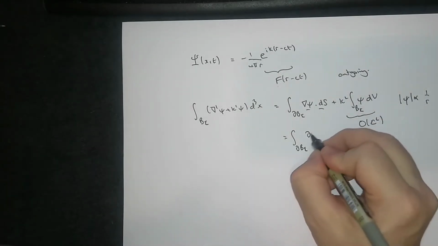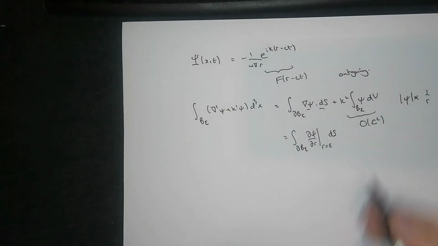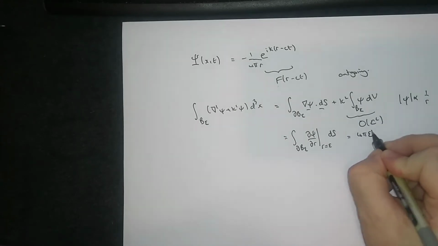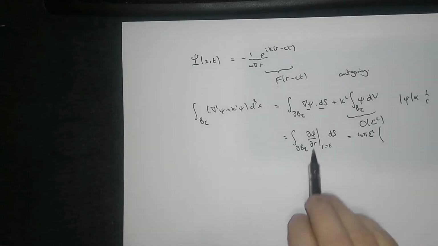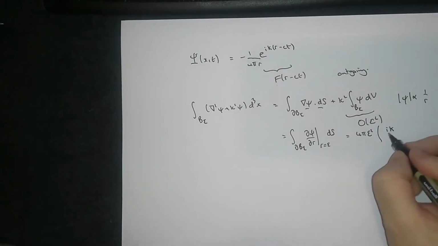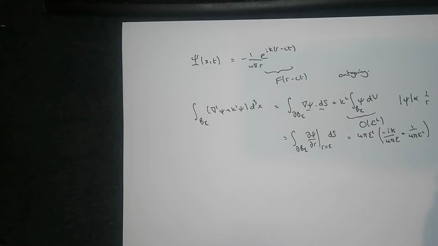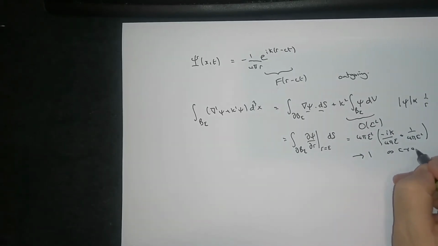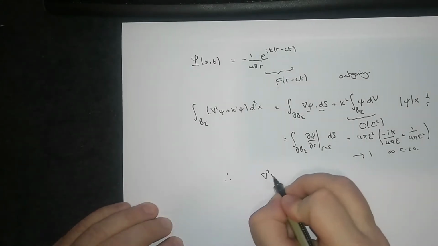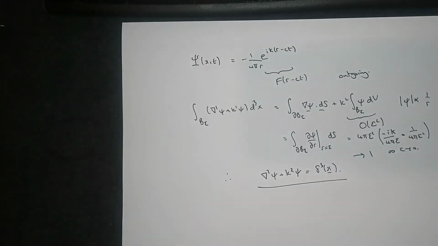dS is just going to be in the direction of r hat, so we just get this thing, and that's 4 pi epsilon squared for the area of the sphere, times this quantity here, which was ik minus 1 over 4 pi epsilon plus 1 over 4 pi epsilon squared, and you can see that thing tends to 1 as epsilon goes to 0. So therefore del squared psi plus k squared psi was actually equal to delta cubed x. So this corresponds to a point light source, or Green's function, for the Helmholtz equation.